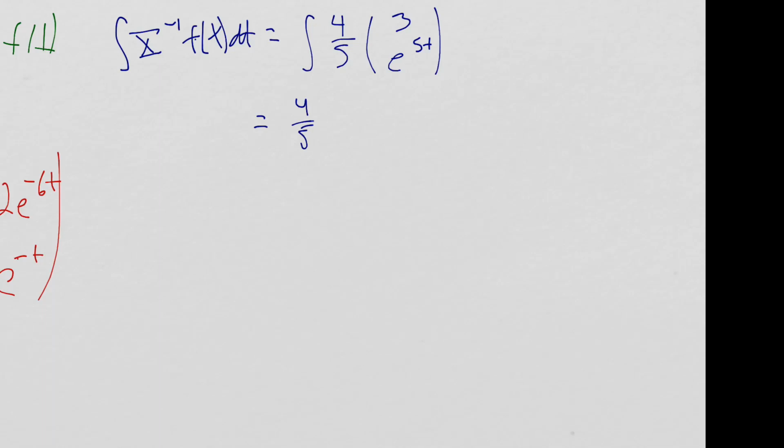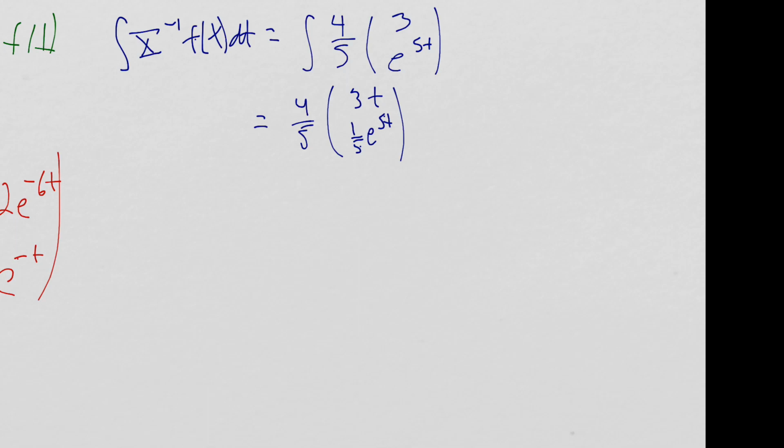I think I said all this stuff as I was doing it. I'm losing track of what I'm doing. Anyway, it's this integral. So that is the integral of 3, which is 3t, and the integral of e to the 5t is 1 over 5 e to the 5t.